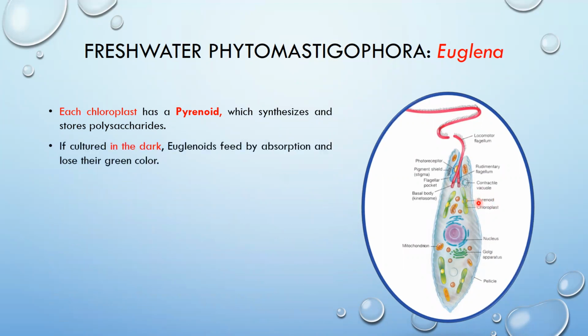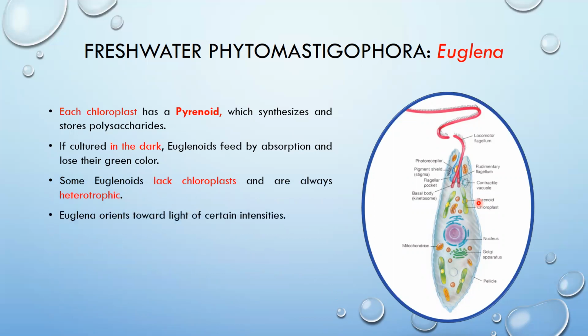If cultured in the dark, euglenoids feed by absorption and lose their green color. Usually, Euglena have the ability to photosynthesize, but if they are placed in the dark without any light, they become heterotrophic. Some euglenoids lack chloroplasts and are always heterotrophic.